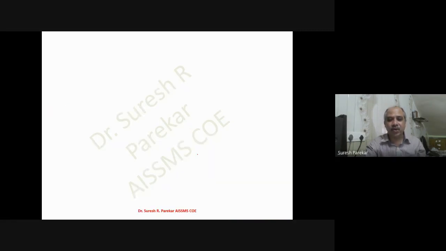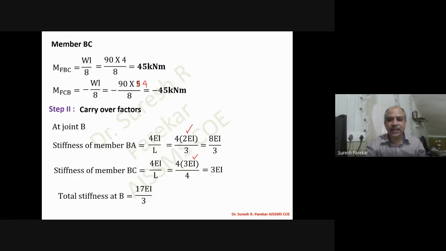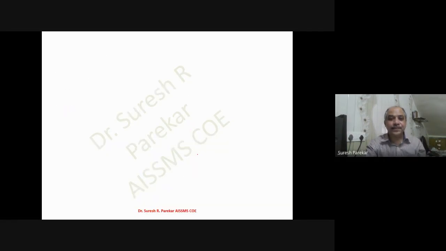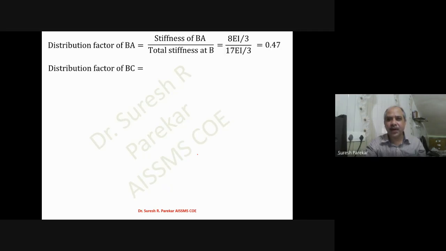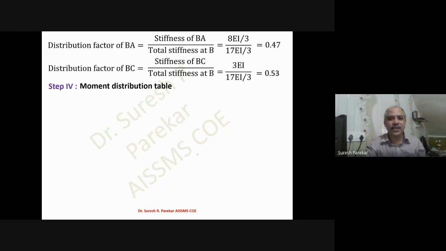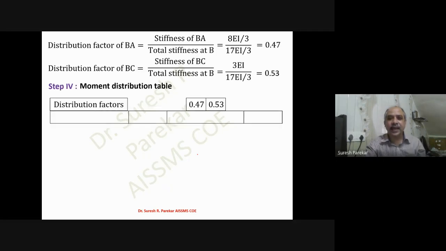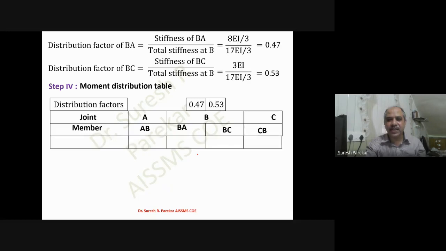Then we have to go for total stiffness, which we will get as 17 EI upon 3. Now we will go for distribution factors. So BA we will get 0.47 and BC we will get 0.53. And then we have the distribution table in this fashion. So we have member AB. For joint B, we have BA, BC. For joint C, we have CB.